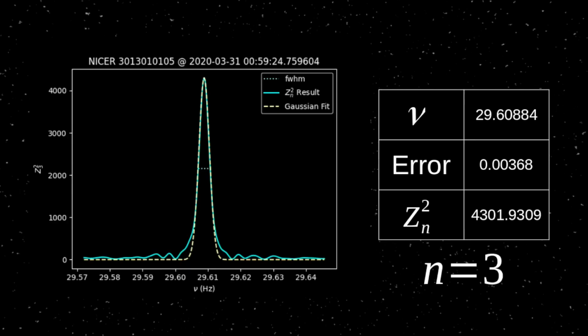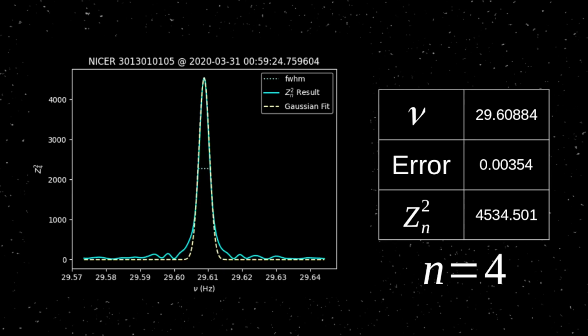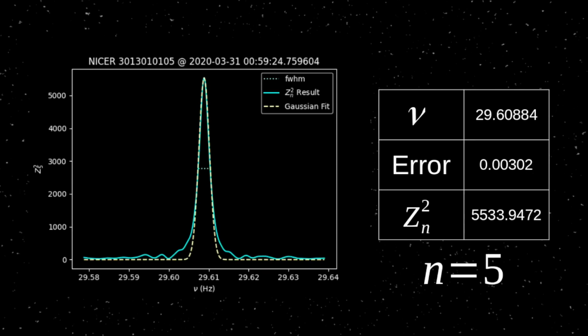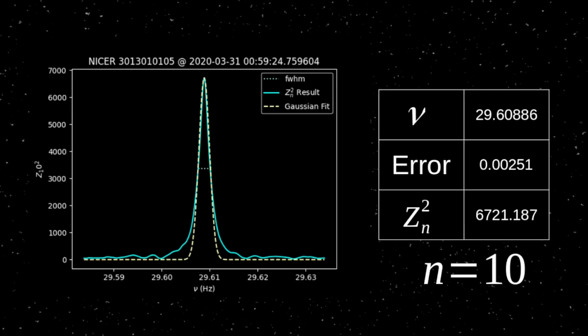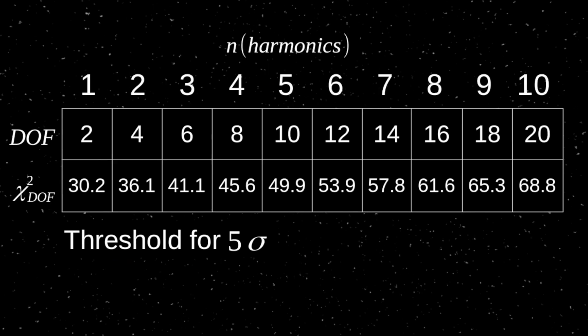As we bump things up to Z3, again, you see significant improvement. Z4, significant improvement. Those error bars continue to shrink. And as we continue to go up, you continue to see those error bars shrink. The frequency does change ever so slightly, but the Zn squared value also does increase. If we go back to this table right here, you can see that we are well above the thresholds of what is considered 5 sigma. That's, again, why we are using the Crab, because we can reliably get really good results that surpass this threshold.